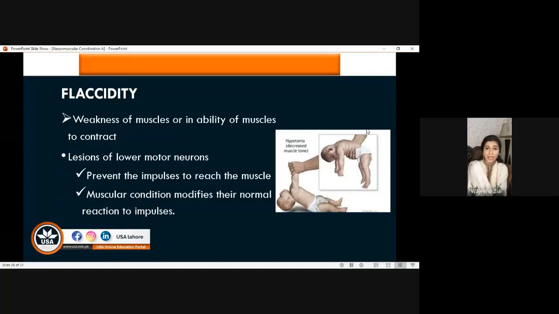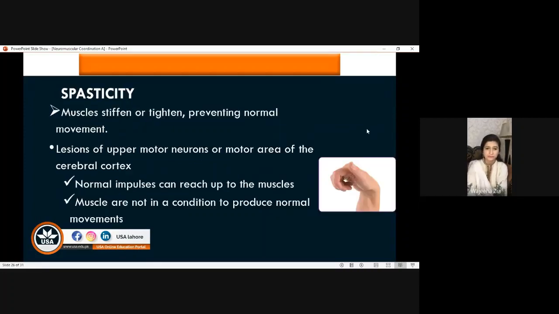They will become hypertonic and there will be contracture, they will become shortened. So with the loss of impulses and the change in the muscle condition and structure, the person will not be able to perform the proper activity. And you can check this flaccidity with the help of manual muscle testing.